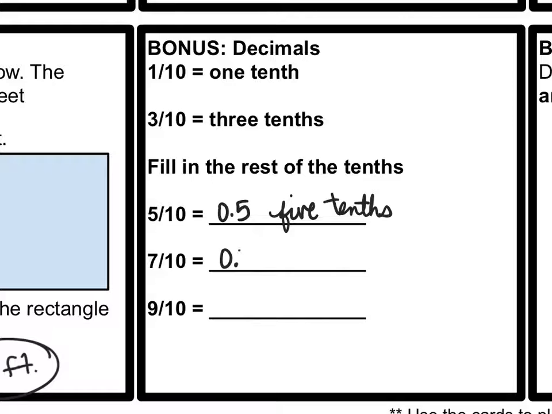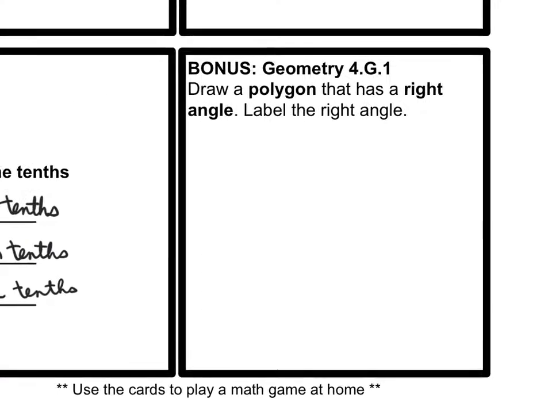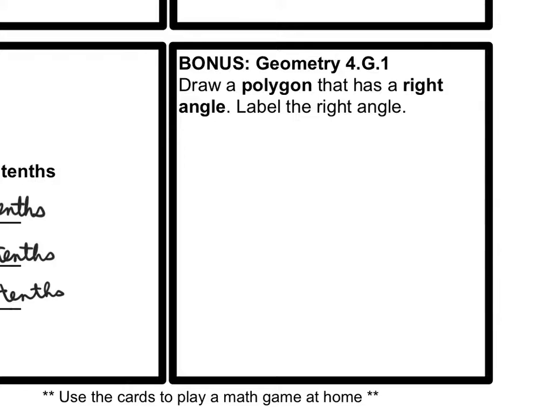7 tenths is going to be 0.7 or 7 tenths, okay? And 9 tenths is 0.9 or 9 tenths. Sorry if that cursive is hard to read. It's just a little bit easier to do on my iPad. And for our last one, draw a polygon that has a right angle.